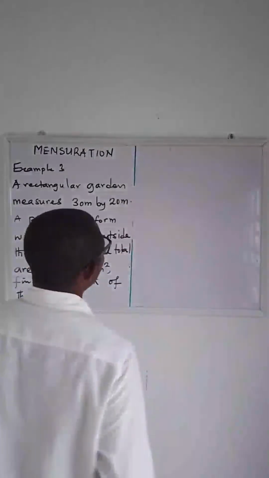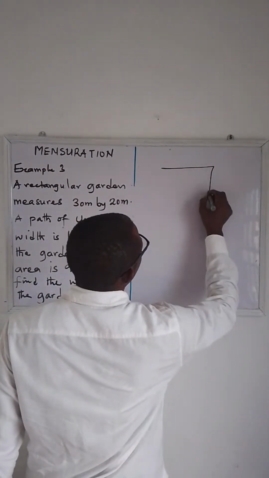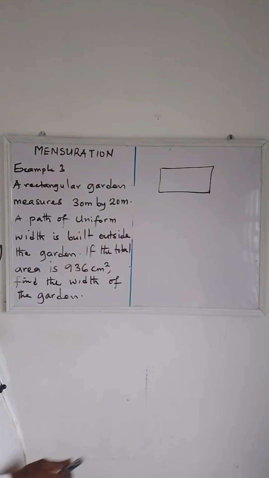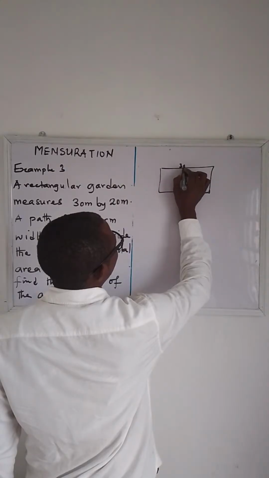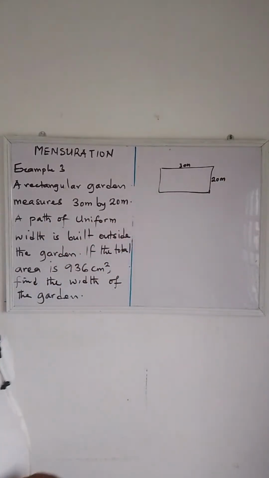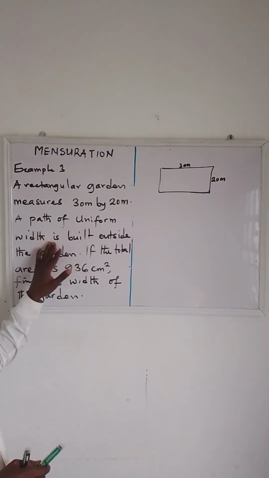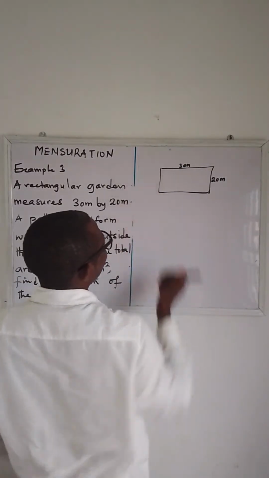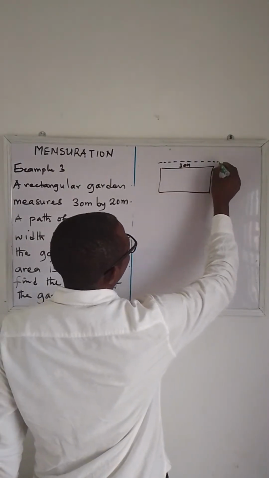All right, now let's try and understand the question. So we have a garden. It's rectangular in nature. So what is the dimension of the rectangular garden? This is 30 meters and this is 20 meters. All right, so now what happened? Now a path of uniform width is built outside the garden. So that means we now have a path here. So the path looks like this.